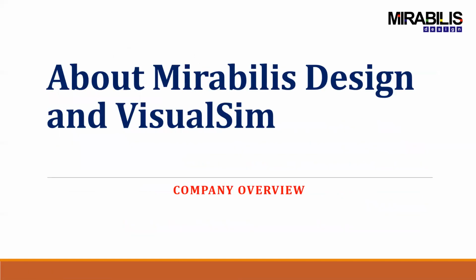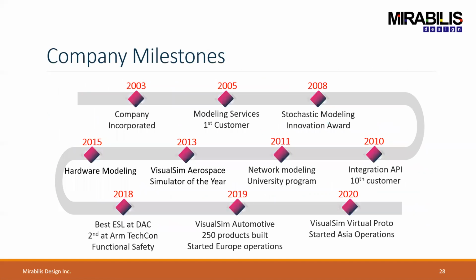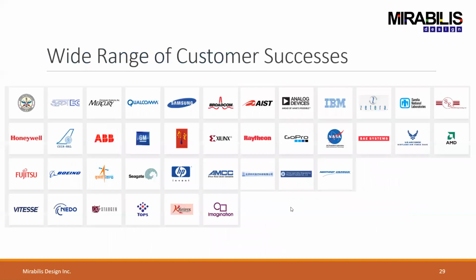A quick introduction to Mirabilis Design VisualSim. We've been around since 2003, but really the activity started in 2008. And we're now responsible for over 250 products worldwide. And one of the key things we're going into is virtual prototyping, which is taking instructions and simulators, running software on top of it, and running it in the context of the entire system. So this is something that is new, and it really provides us a complete end-to-end solution.